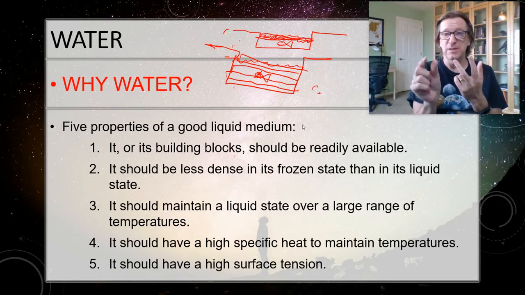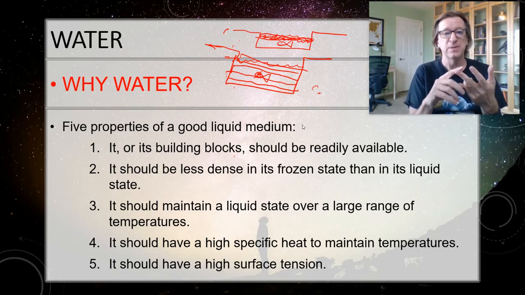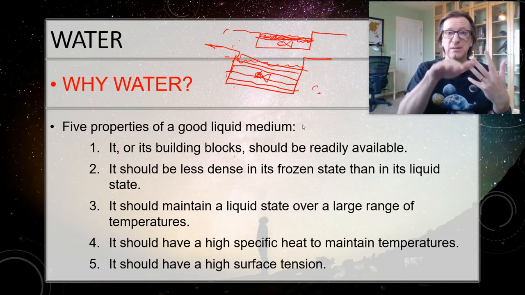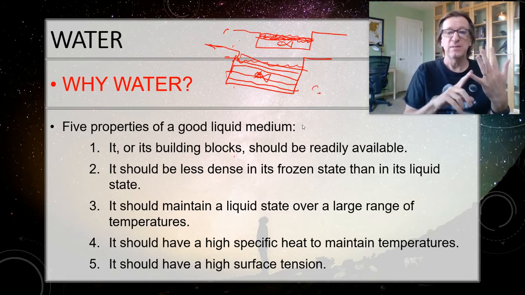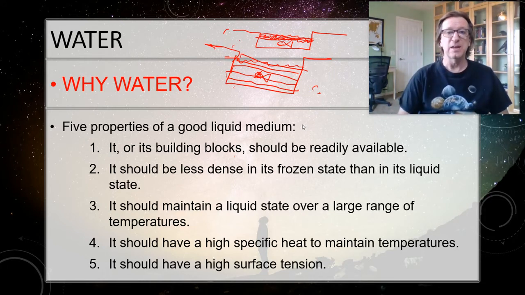I mean, if it's only going to be a liquid for 4 or 5 degrees, well, chances are it's either going to boil away or it's going to freeze. We want to have a high specific heat so that it can maintain stability, can regulate that temperature. And then finally, we want to have a high surface tension so everything can glom together and we can get that life started in the first place.